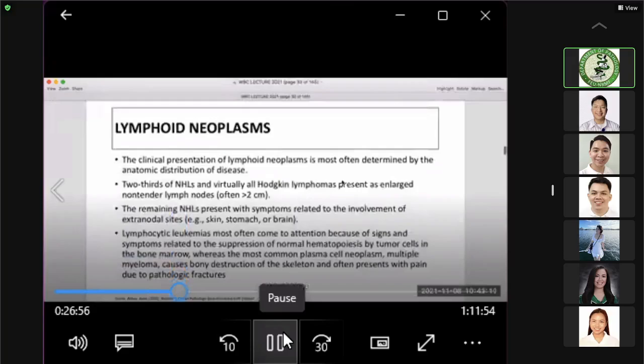Okay, let's look at the lymphoid neoplasm. The clinical presentation of lymphoid neoplasm is most often determined by the anatomic distribution of the disease. So two-thirds of non-Hodgkin's lymphomas and virtually all Hodgkin's lymphomas present as enlarged non-tender lymph nodes. This is important also. This is often more than 2 centimeters.